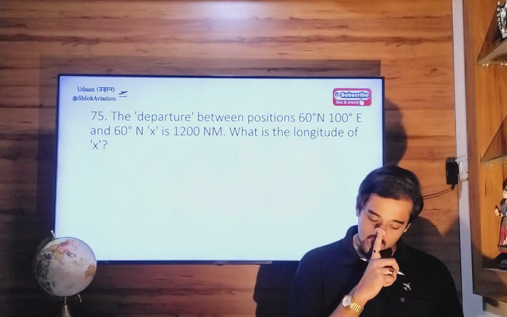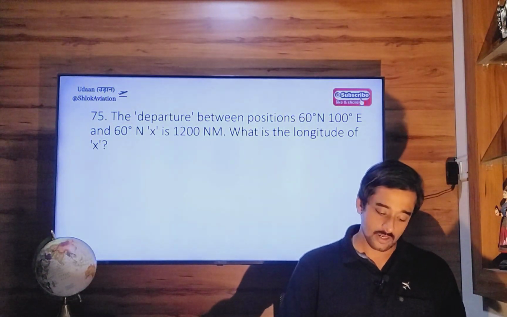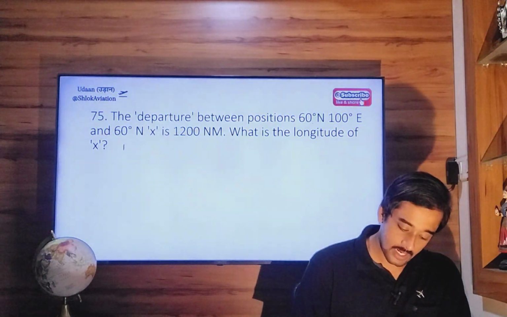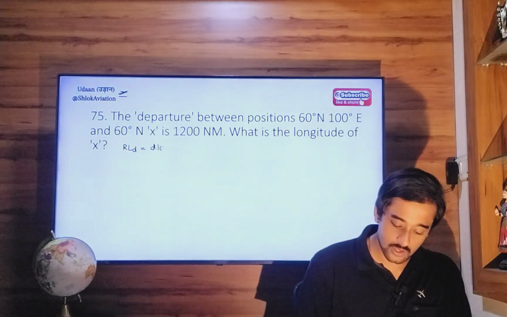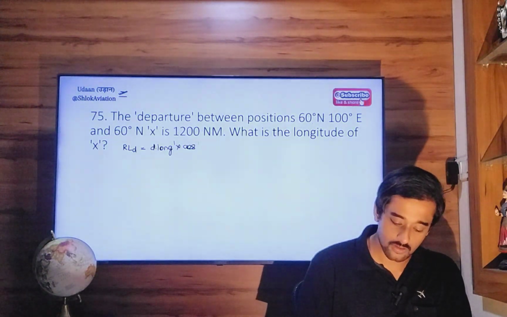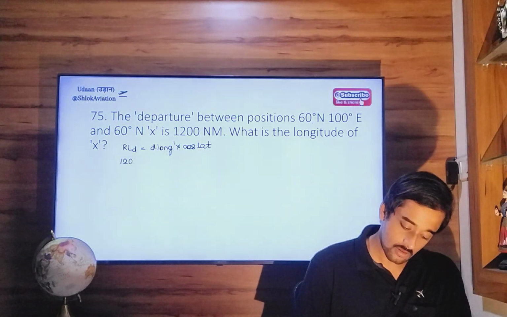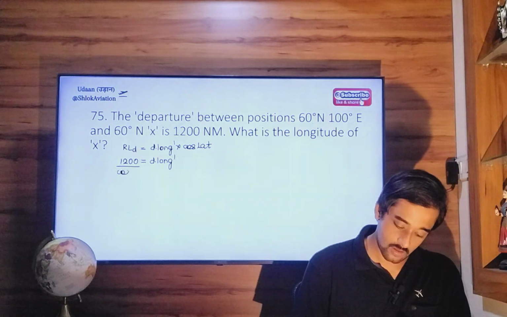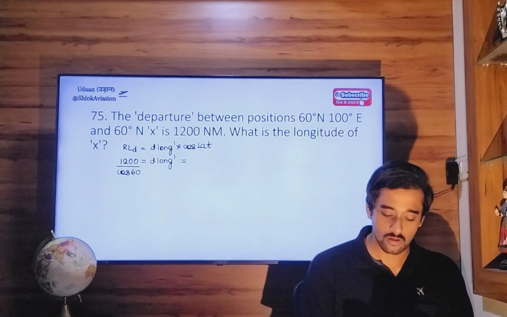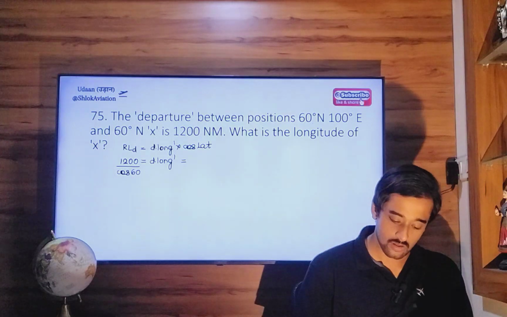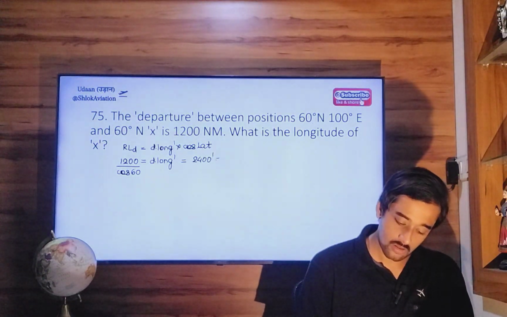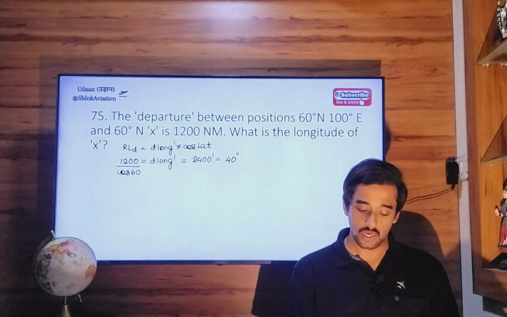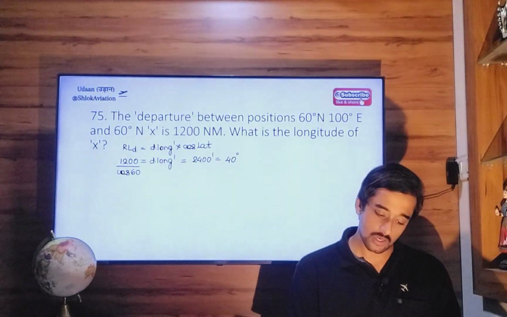The departure between two positions is given. What is the longitude of the second position? Now both are located on the same latitude. Departure equals D long in minutes into cos lat. That is equal to 40 degrees. D long is 40 degrees.